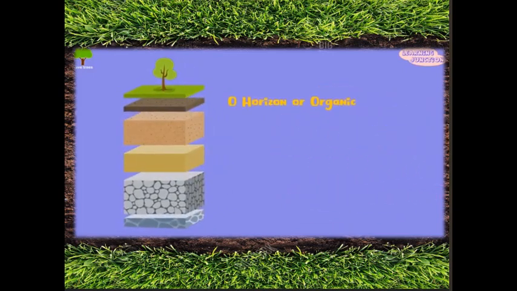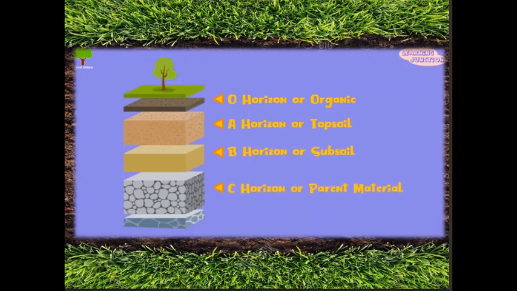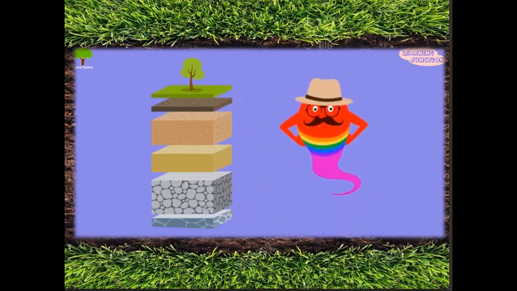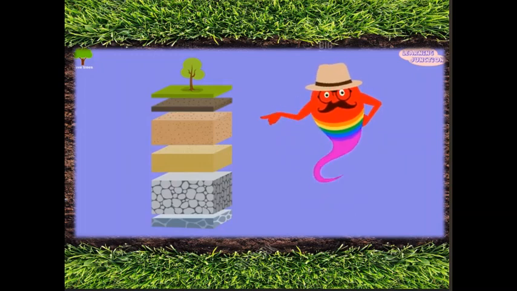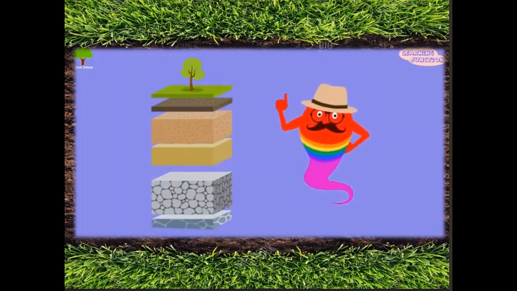They are O horizon, or organic, A, or topsoil, B, or subsoil, C, or parent material, and R horizon, or the bedrock. Each layer has its own characteristics that make it different from the other layers. Let's learn about each layer one by one.